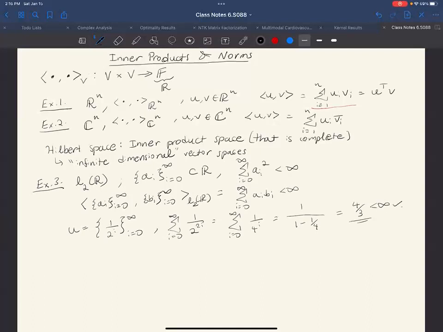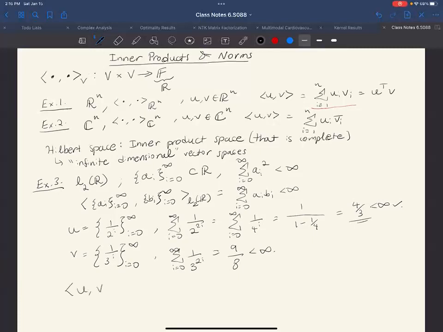I'm good to go. Now let's say I take V from i equals 0 to infinity. Again, this is in L2 because if I do now 3 squared i, this is going to end up being 9 over 8, which is less than infinity. So both of these are in this space.